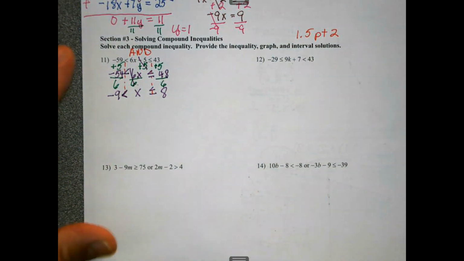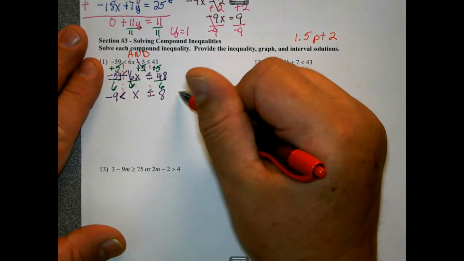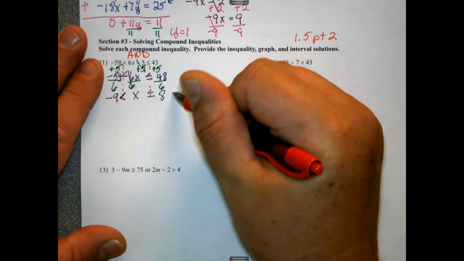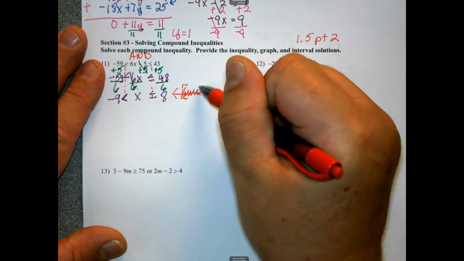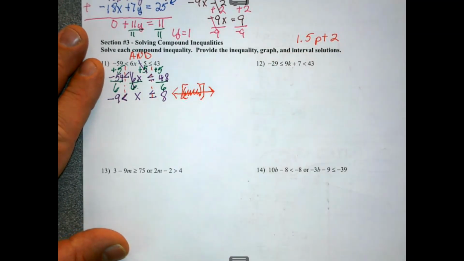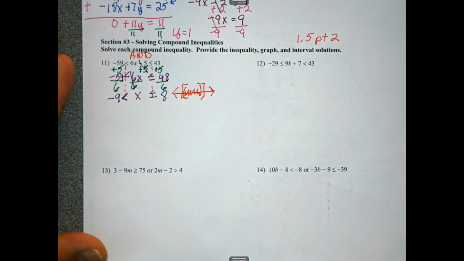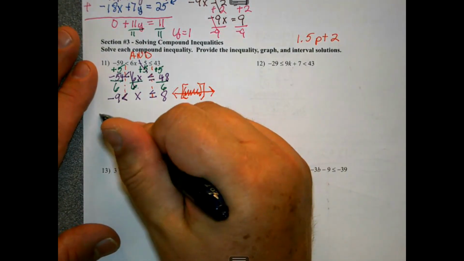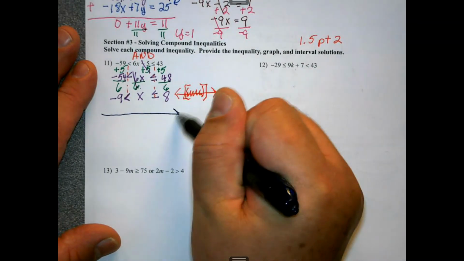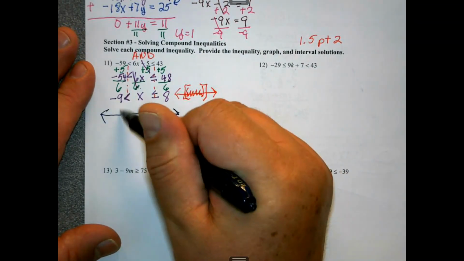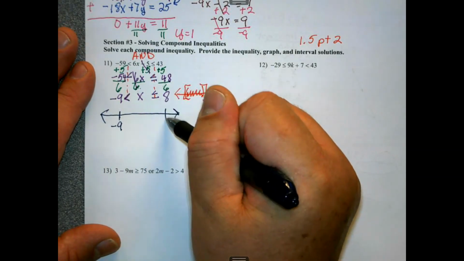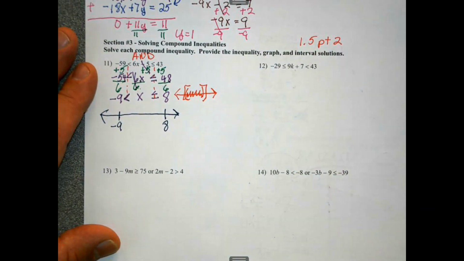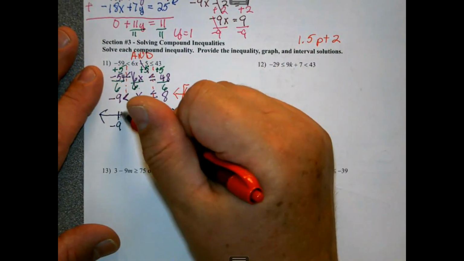It's an and, so I know that it's going to be shaded in between on a number line, right? Either parenthesis or brackets. So let's put a number line in here. Let's see, the smaller number is my negative 9. Larger number is my 8. I know I'm going to shade in between because it's in the and statement.